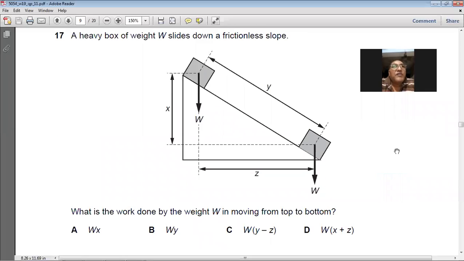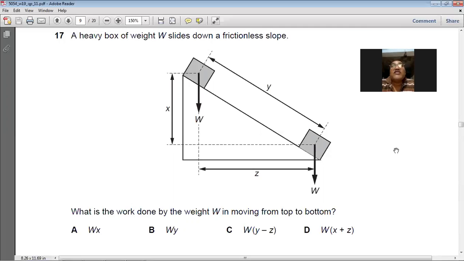A heavy box of weight W slides down a frictionless slope. What is the work done by the weight in moving from top to bottom? The work done will be equal to the loss in the gravitational potential energy. You know, the work done formula is the force multiplied by the distance traveled in the direction of the force. The work done can be the loss or gain in the gravitational potential energy. The work done can also be the change in the kinetic energy. So there are different formulas for the work done.